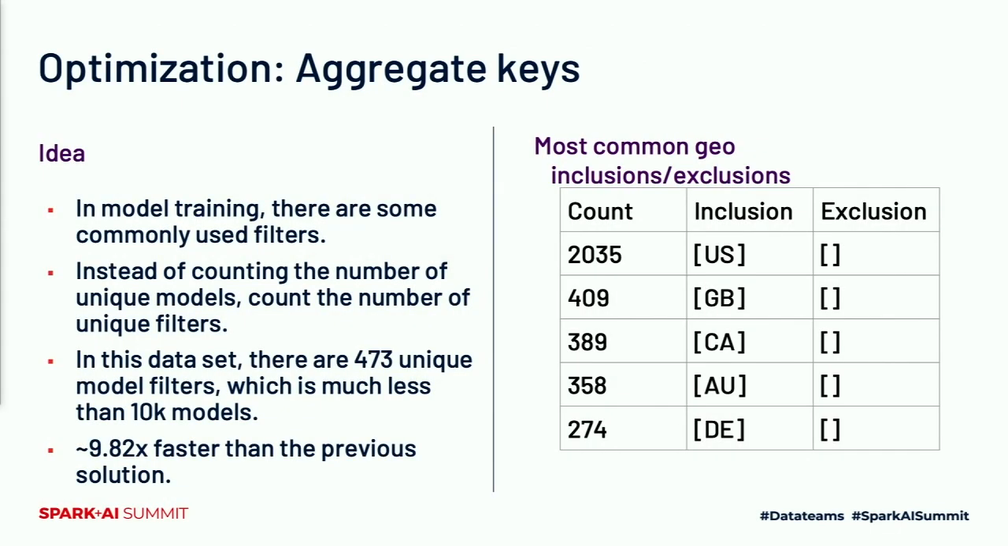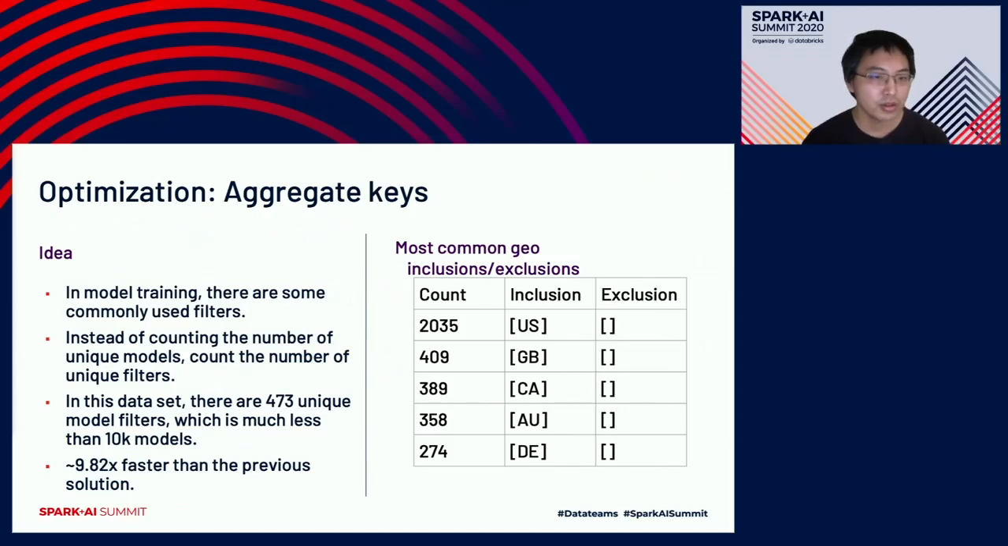And the next trick we're going to try is to aggregate keys. So in model training, there are some commonly used filters. If you look at the table to the right, I have, out of the 10,000 models, the most common inclusion and exclusion geos. Since Quantcast is primarily a US-based company, it should come as no surprise that we have a lot of models that are just trained off of events in the US. And it seems silly that in the case of the US models, we would have to do 2,000 checks to make sure you're in the US, when we could do it once.